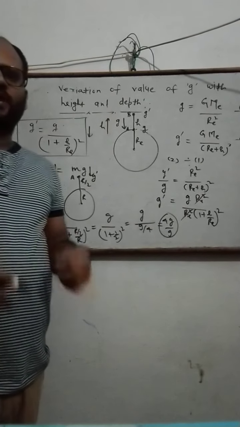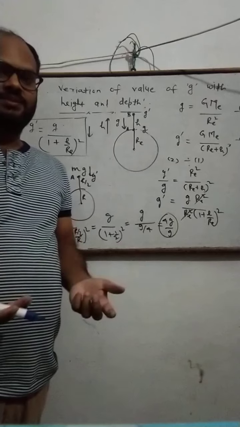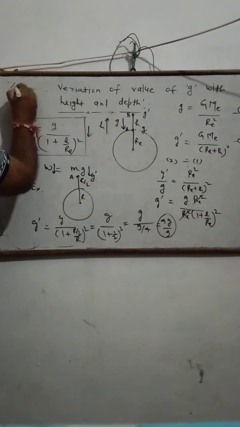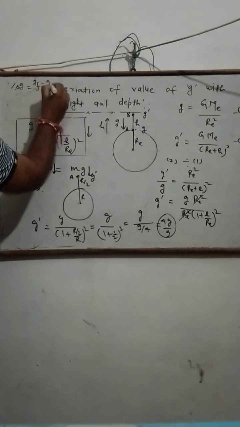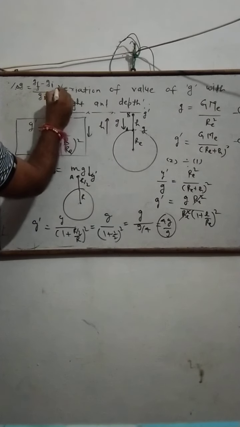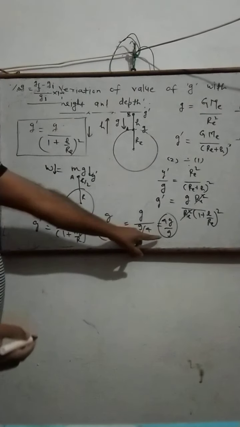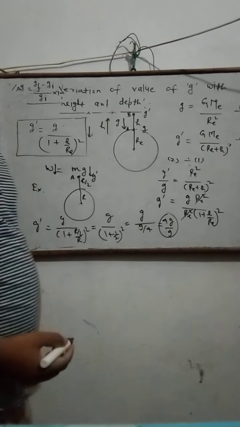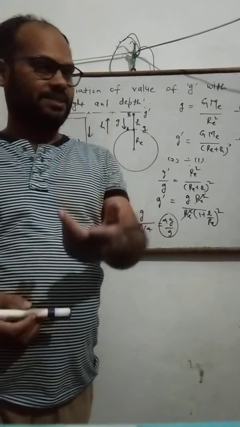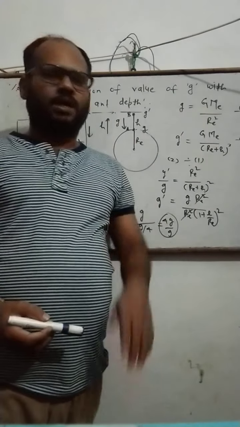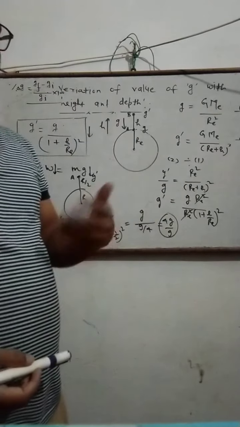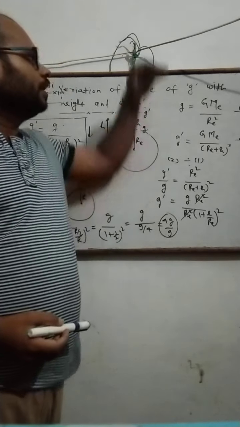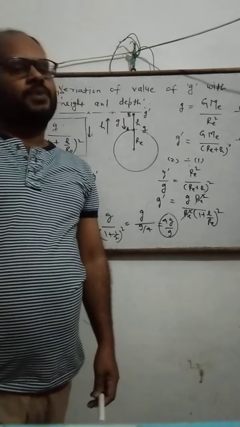If you have to find out the percentage decrease, you can calculate delta g, that is (g final minus g initial) upon g initial into 100. You can calculate it by putting these values, where g final is g dash and g initial is g. You can find out the percentage decrease. If it is a decrease, it will come with a negative sign, and if it is an increase, it will come with a positive sign. So here it will come with a negative sign, because if you are going upwards, the value of g will decrease.